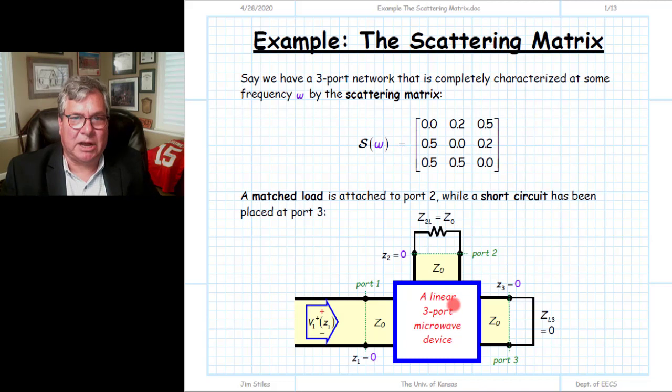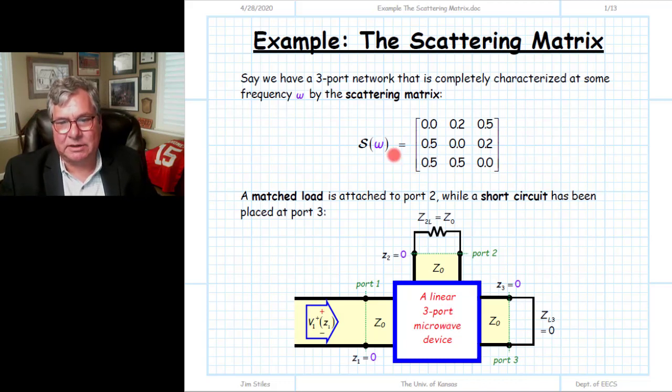We don't know what's inside the blue box. We don't really care. If we have the scattering matrix at the frequency of the oscillation omega, then we have enough to be able to analyze this circuit. So we look at this closely, and we find that on port 1 there is an incident wave. Some energy is flowing toward our structure from the transmission line at port 1. On port 3 we have a short circuit attached, and on port 2 we have a resistive load which is numerically equal to Z0, the characteristic impedance of the transmission line. And so we have a matched load.